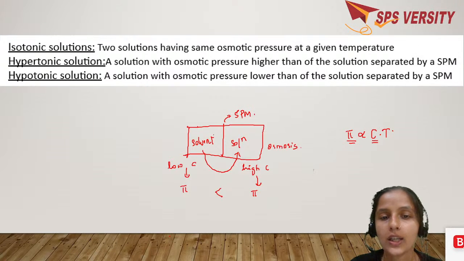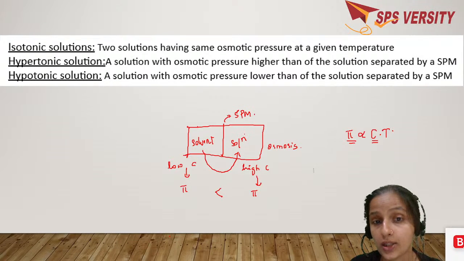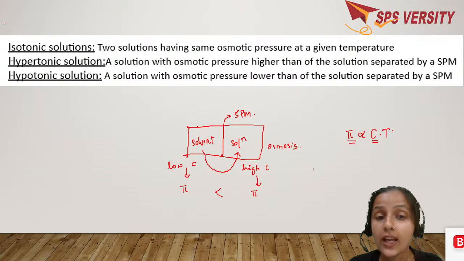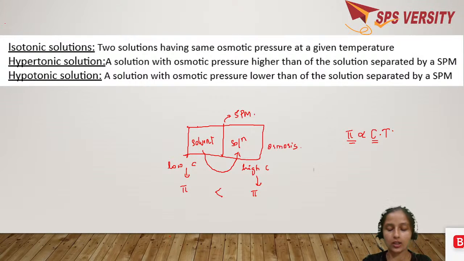Now, if you are keeping two solutions over here and they have the same osmotic pressure at the particular temperature given, then they are called isotonic. Iso means same, tonic, isotonic in the sense they have the same osmotic pressure. Then if they have the same osmotic pressure, where do you think the movement of solvent to the solution will be? There won't be any osmosis because they have the same concentration.